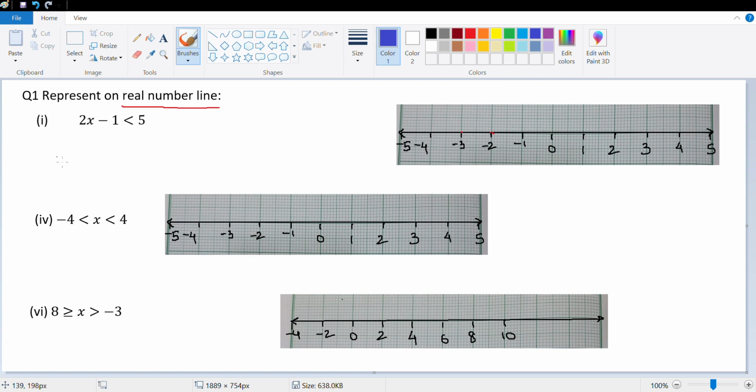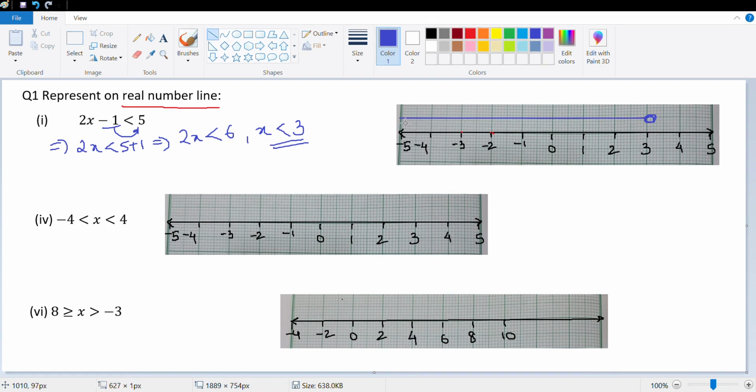Let's try and solve this, which means if I take -1 on this side, this becomes 2x is less than 5 plus 1, which means 2x is less than 6, which means x is less than 3. So that's the solution. Now I need to plot this on a number line which is given, which means x is less than 3. So on 3, I put an empty circle. And how far? Is 2 less than 3? Yes. Is -3 less than 3? Yes. Is -5 less than 3? Yes. Which means it is going up to infinity on the other side.